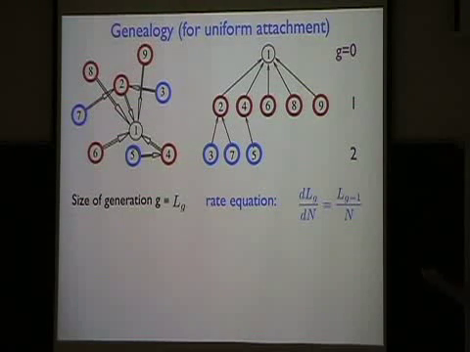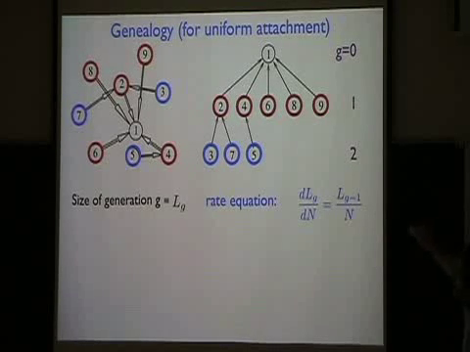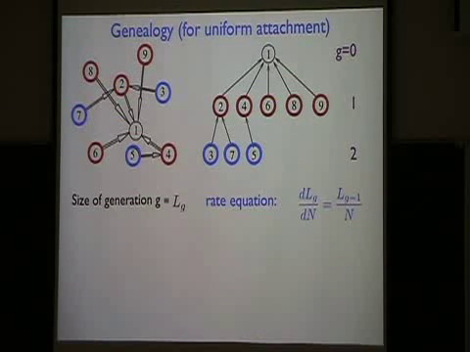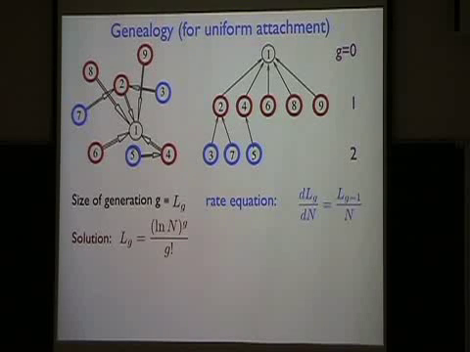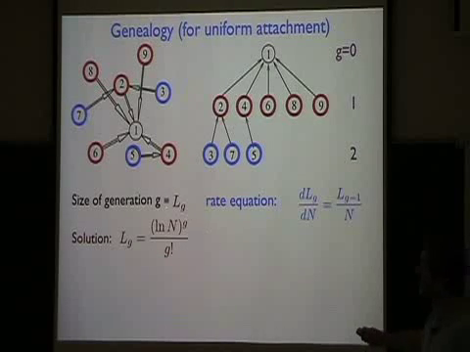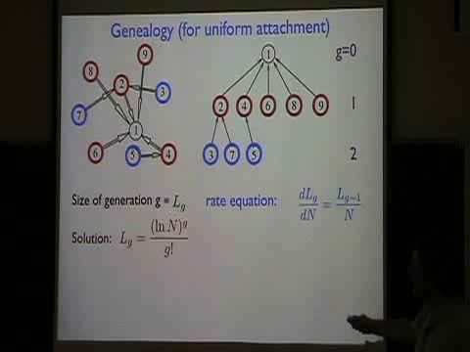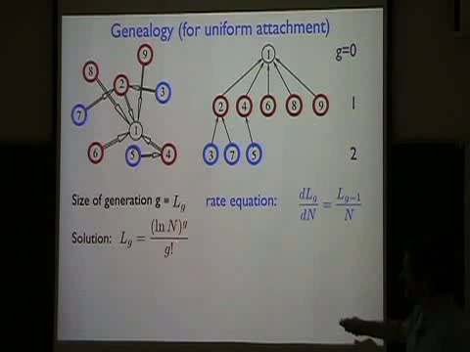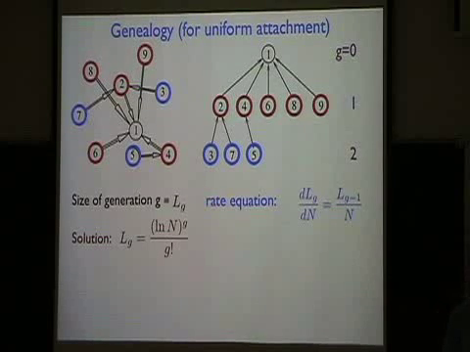So I attach to any node with equal probability. And so the rate at which I attach to the nodes in this generation is equal to the number of nodes in this generation divided by the total number of nodes. So that's the rate equation. And it's a very simple exercise to solve this system of equations. Start with L1, and you solve for that in terms of L0, then L2, and you just do it one by one. And you find a very simple form as a function of G, that it grows exponentially in G for small G, but this G factorial wins out in the end.